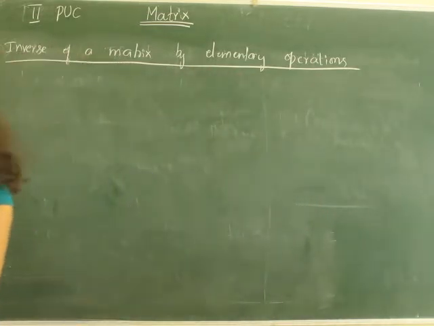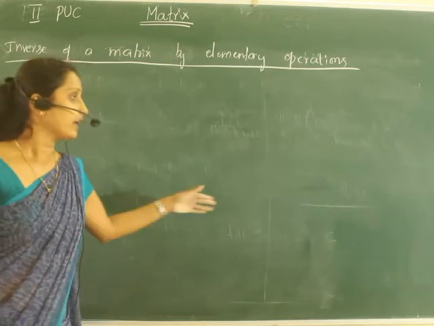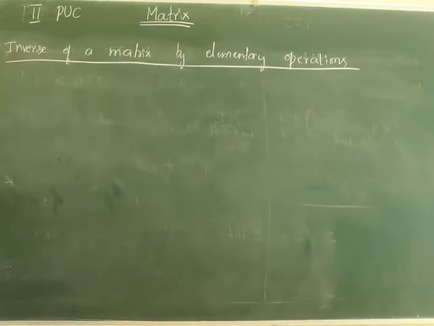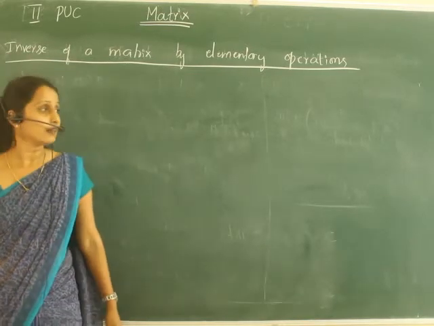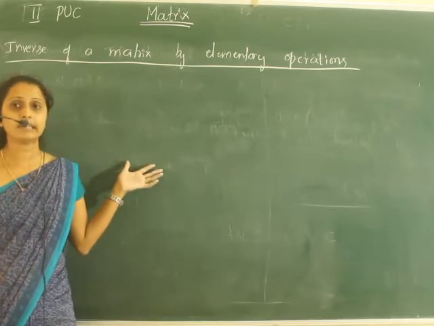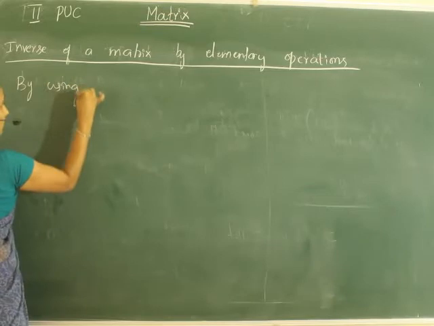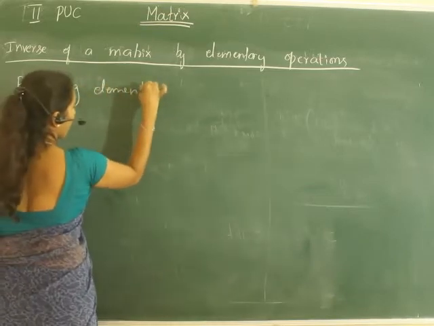Next, a note. When we apply row operations or column operations, if we get one row or one column as 0, then that matrix does not have any inverse. While calculating the inverse of a matrix, if any row or column is 0, then that matrix does not have any inverse. So we'll calculate some problems by using elementary operations.